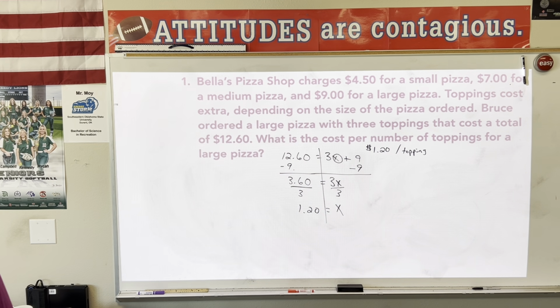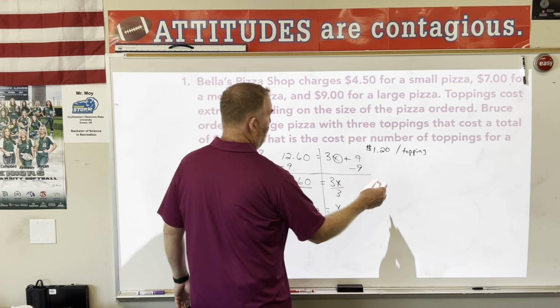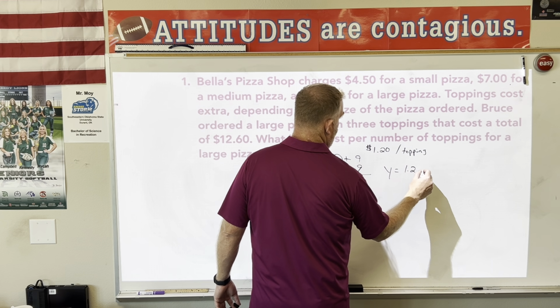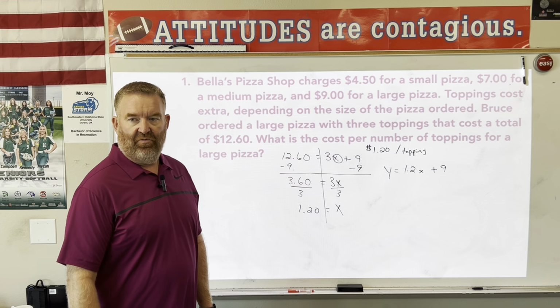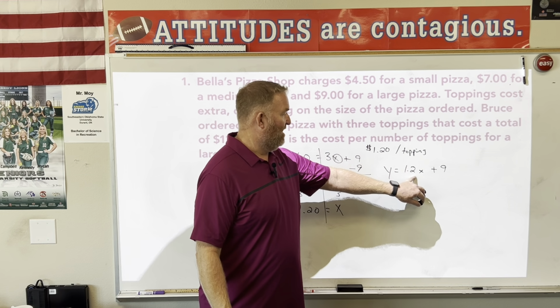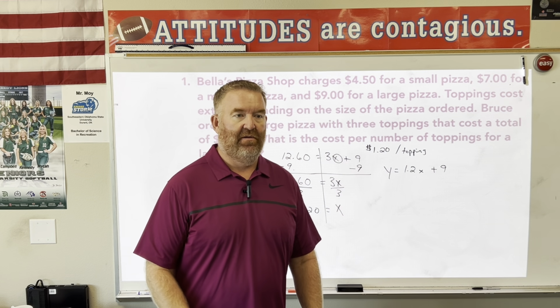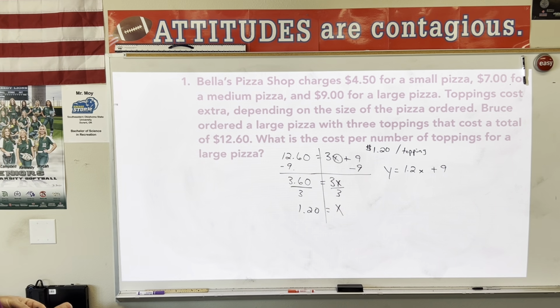Finding slope. The slope is, well, if I rewrote the equation, I can rewrite it like this. The cost equals $1.20 for the number of toppings plus a $9 pizza. Wouldn't that be it? $9 plus $1.20 per topping is going to give me my total cost. There's my graph. Fair? All right, here we go. Let's go to another one.